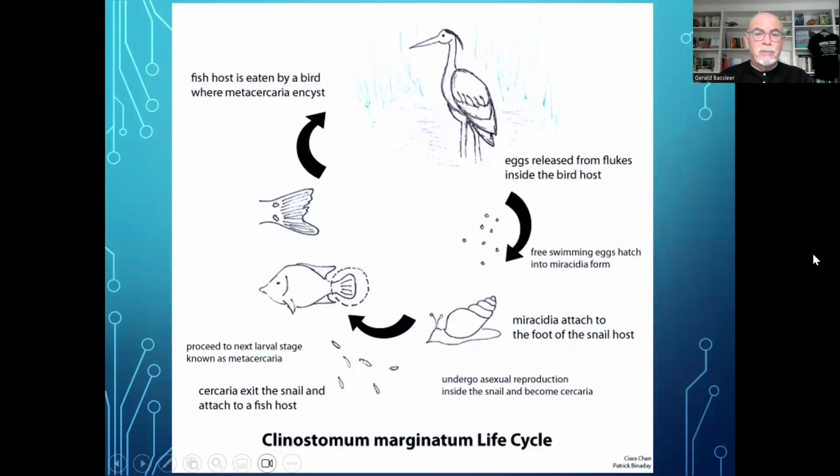And here's some details about the skin worm. Well, it's a kind of worm that's sitting in the skin. It's coming from a bird like the blue heron. And the eggs are released from the flukes, the adult flukes or worms which are inside the bird host. And those free swimming eggs hatch in the snails like Miracidia. They're inside and then they undergo a sexual reproduction and they become a cercaria, a metacercaria, a larva.